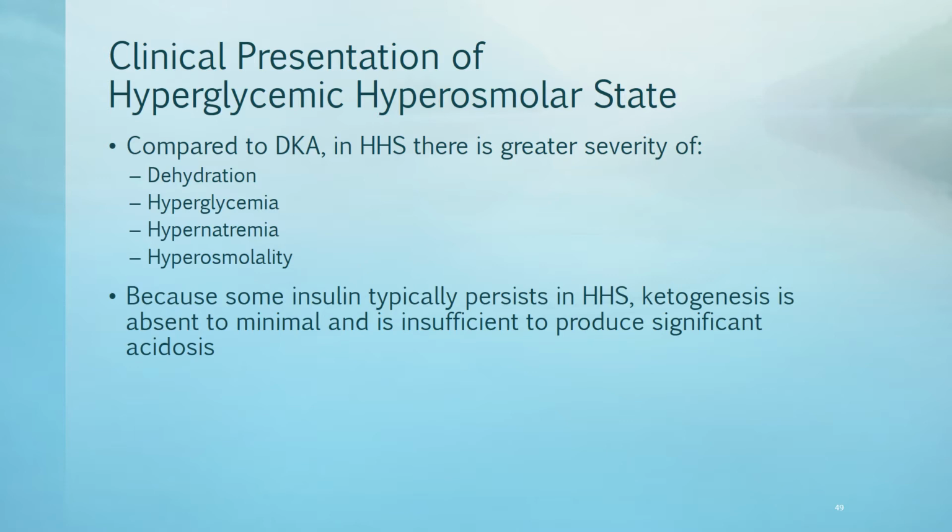And when we talk about lab values, these are some of the changes that you'll see. With your HHS patient, we know that the glucose is going to be very high, sometimes greater than 600. Sodium is going to be high. Your potassium is going to be low because you're peeing it out. Your hematocrit is going to be high because you're severely dehydrated, which is another reason why your sodium is high, because you're severely dehydrated.